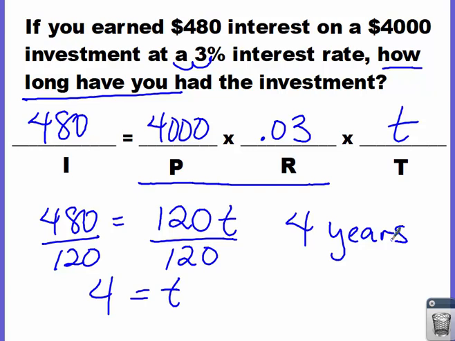So all you have to do in the simple interest formula is plug in what you know. If there's anything on this right-hand side I can put together first before I do the rest of the math, then you put that together, and you put that together through multiplication, and then you solve for the unknown. And that's how you use the simple interest formula.